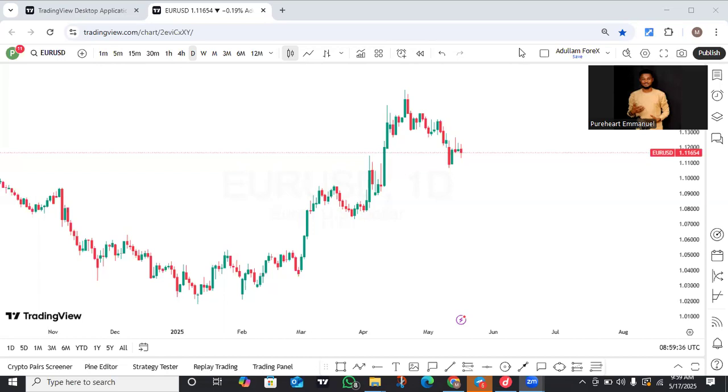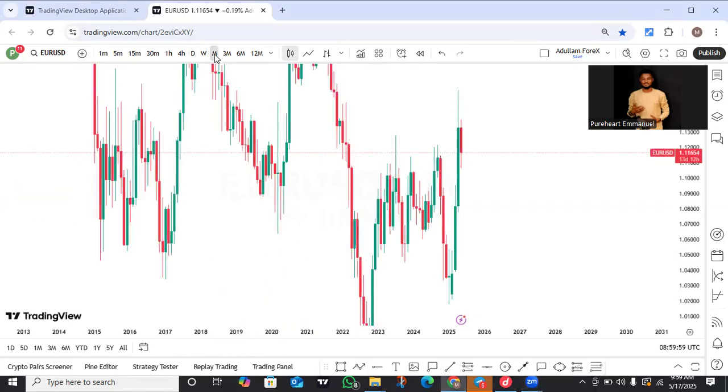And the first thing we have to do in my system is to first of all do top-down analysis to know where the market is coming from, where the market is going, and then we know what we should be expecting next, right? So let's get started. On the monthly time frame, what can we see?